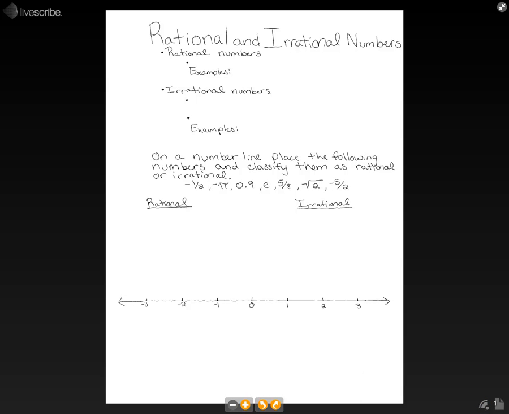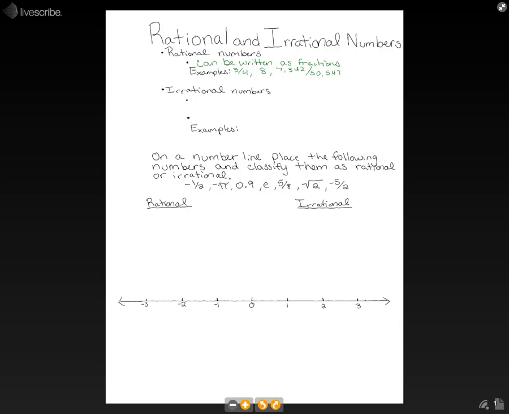Rational and irrational numbers. Rational numbers can be written as fractions. Some examples, therefore, of rational numbers would be like 3/4, 8, or even kind of crazy large fractions like 7,342 divided by 50,547. As long as it can be written as a fraction, it's a rational number.